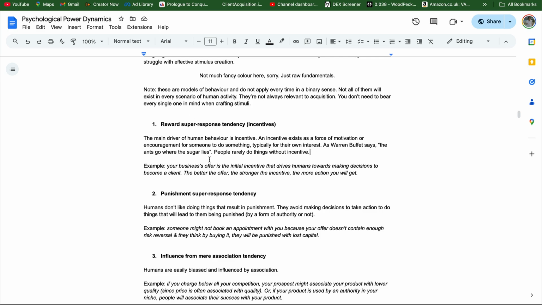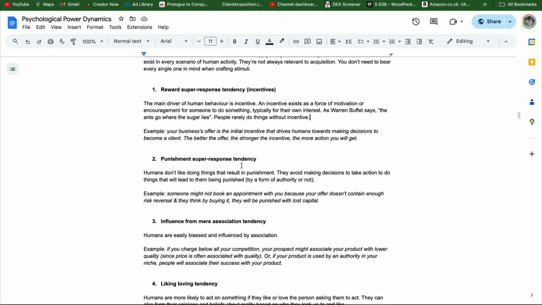Example, right? If your agency's offer is the initial incentive that drives OnlyFans creators towards making decisions to become a client, then the better the offer, the stronger the incentive, and the more action you will get, okay? And even further than that, this is why you need to be incentivizing your chatters and coming up with incentive and comp structures for them, and the same when it comes to your sales team and so on and so forth, your setters, etc.